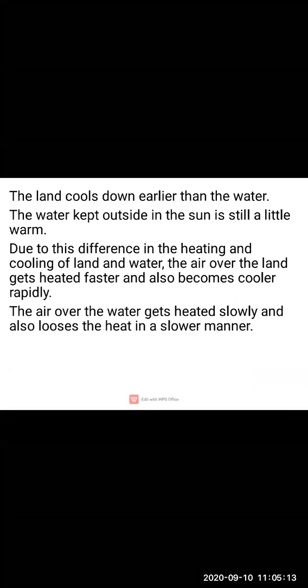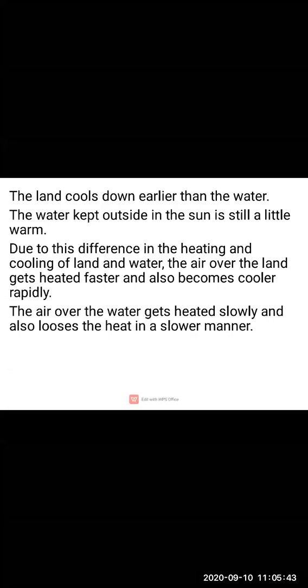You experienced hotness near your legs. Okay, and what happened? The water kept outside in the sun was warm. But in the evening, you experienced that the land cooled down slowly, like I told you. But if you hold that water, what will happen? You will observe that the water kept outside in the sun is still a little warm.